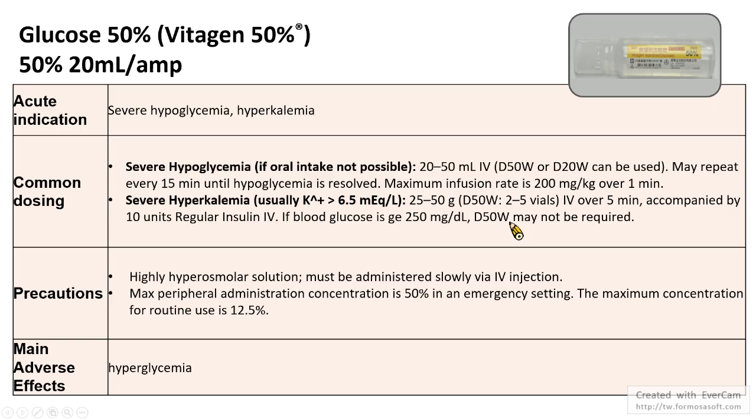And the precaution is the 50% glucose is a very high hyperosmolar solution, so it needs to be slowly dripped in, avoiding any vascular damage. And the max peripheral administration concentration is 50% only in an emergency setting. And the maximum concentration of routine use is a fourth of it, which is 12.5% only.